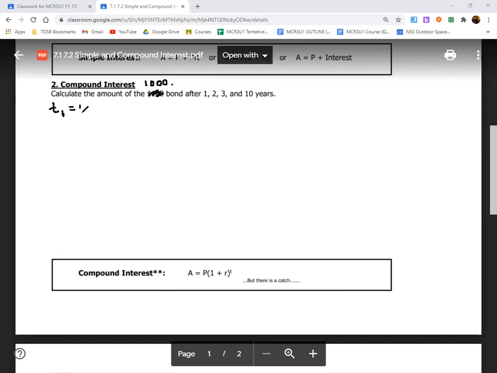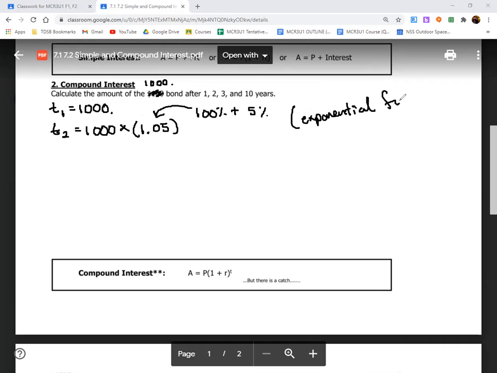Let's pretend right now. So T1 is going to be $1,000. But T2, in other words, 1 year after, I get to take that 1,000 and I'm going to multiply it with 1.05. And remember, this means my original 100% plus the additional 5%. So I'm multiplying it, so I'm growing it by an extra 5%. Please remember that it's very much like our exponential functions unit. Try to remember. So this is chapter 3 if you want to go back.